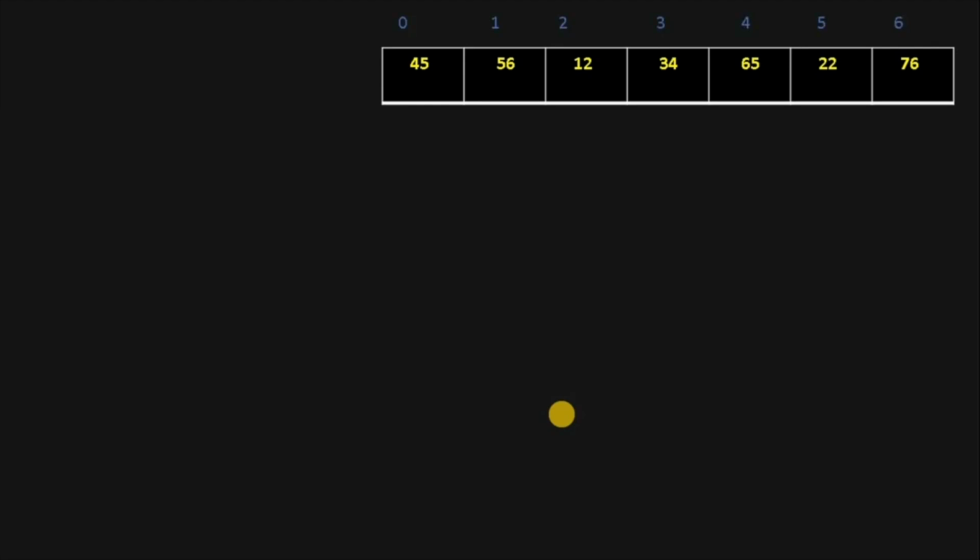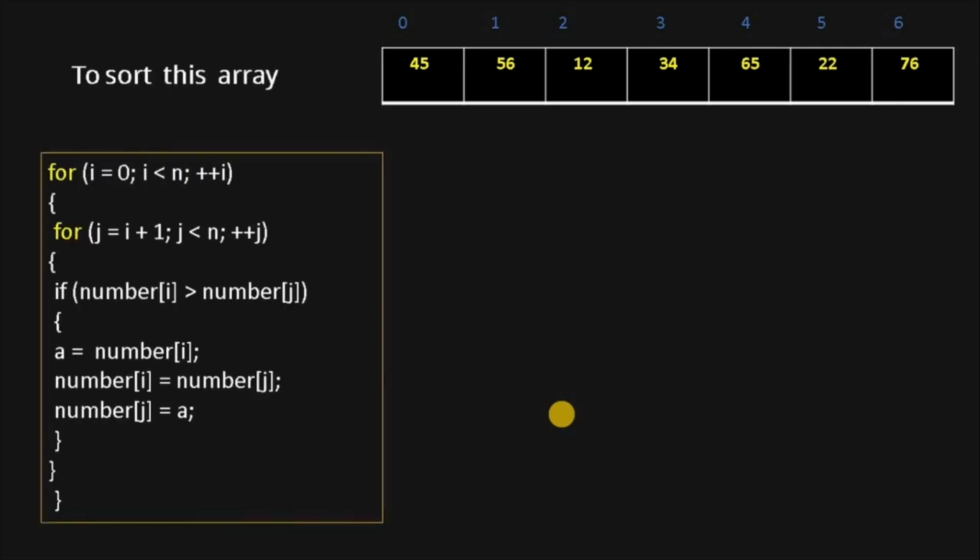Initially, the array elements will be located by indices 0, 1, 2, 3, 4. It will start with 0. So now to sort this array, I have written this program. Here I will make it clear how the ascending order is defined.